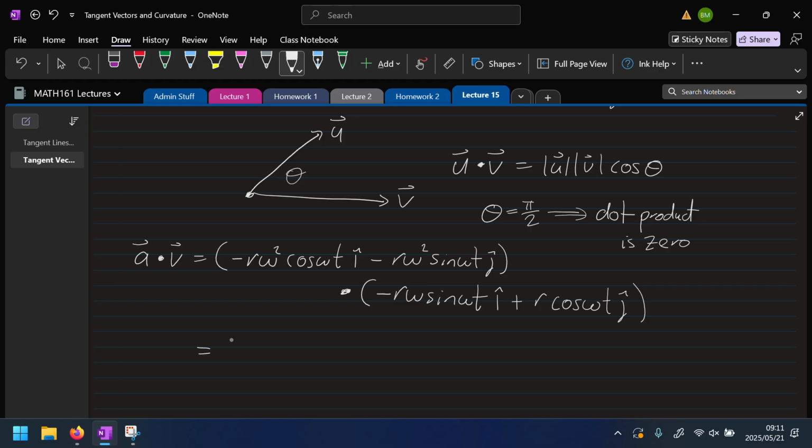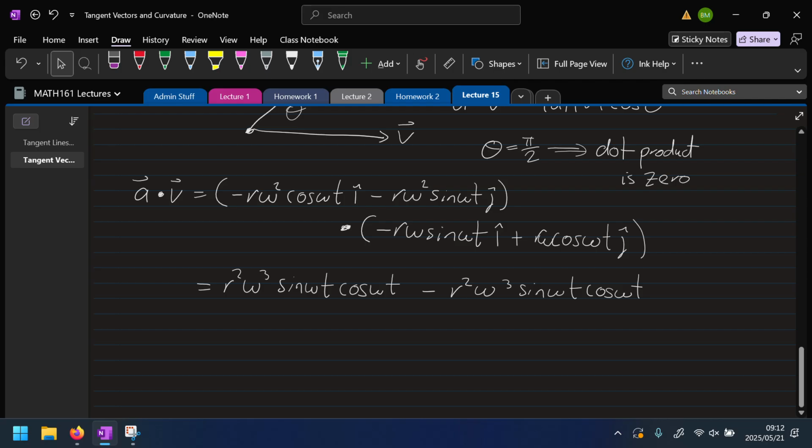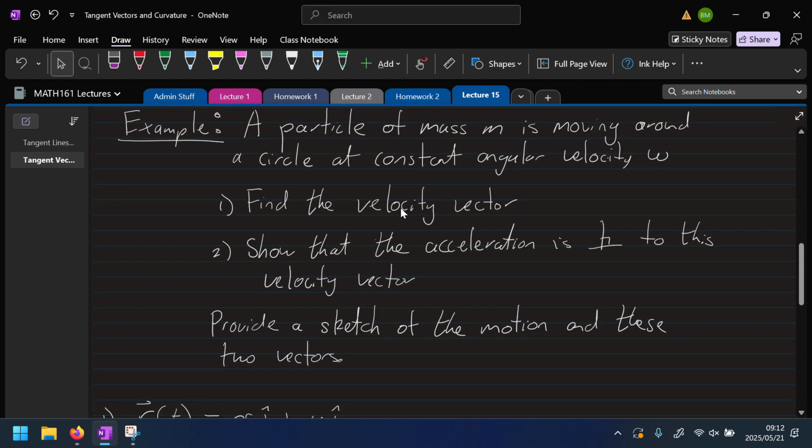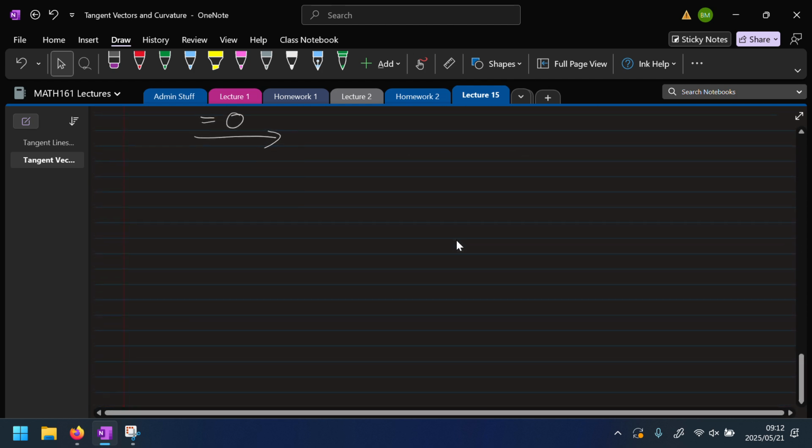Okay, so this is going to be plus r squared omega cubed sine omega t cos omega t minus r squared omega cubed sine omega t cos omega t. But these are the same, just with the minus sign, and that's going to be 0. If the dot product is 0, that means they are perpendicular to each other. And then the last bit of the question, provide a sketch of these vectors to show that they're orthogonal. So let's draw a little picture.